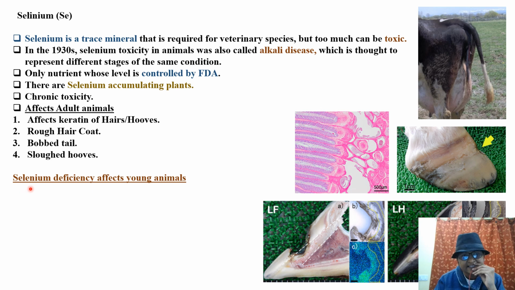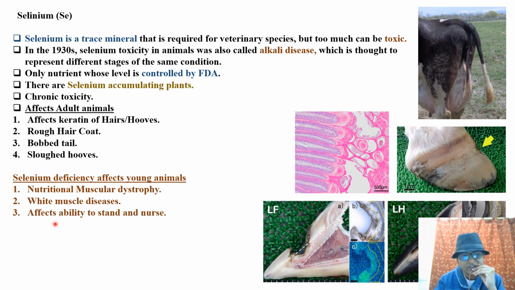You can see selenium deficiency affects young animals. It causes nutritional muscular dystrophy, which is white muscle disease. It affects the ability to stand and nurse. This is the reason young animals cannot feed from the mother.